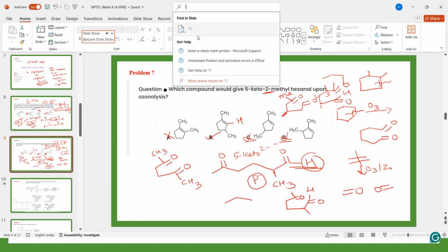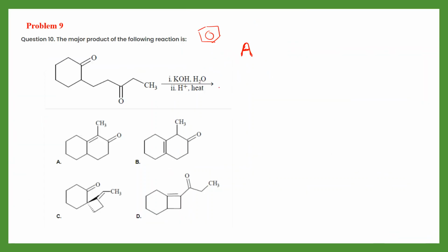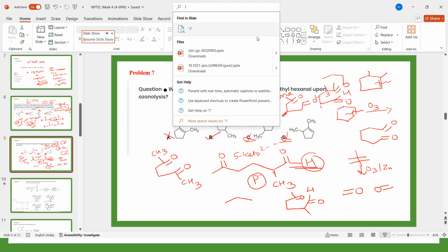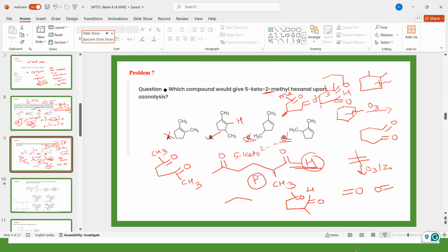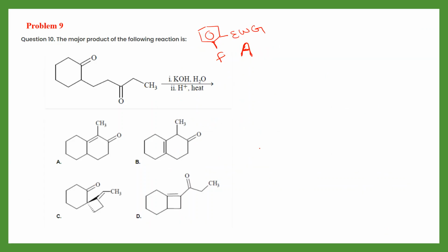You should know that for addition elimination, you should have a leaving group and an ortho or para electron withdrawing group. Then addition elimination can take place. So addition elimination gets cancelled. Now tell me. Today we are solving questions based on carbonyl chemistry, right? This is nothing but your aldol reaction. Everyone knows about aldol reaction?